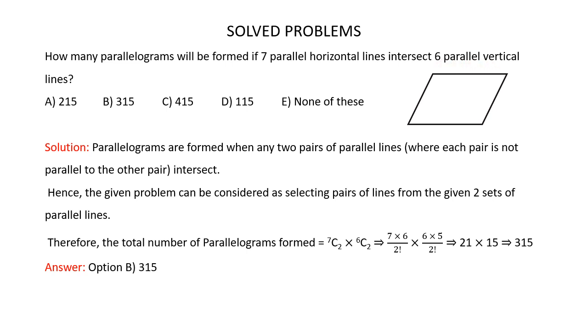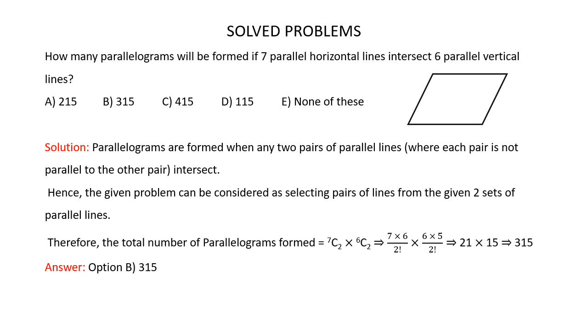Now 2 lines can be selected from 7 parallel horizontal lines in 7C2 ways, and 2 lines can be selected from 6 parallel vertical lines in 6C2 ways. So the total number of parallelograms formed is equal to 7C2 multiplied by 6C2. 7C2 is nothing but 7 multiplied by 6 divided by 2 factorial, and its multiplication 6C2 means 6 multiplied by 5 divided by 2 factorial.